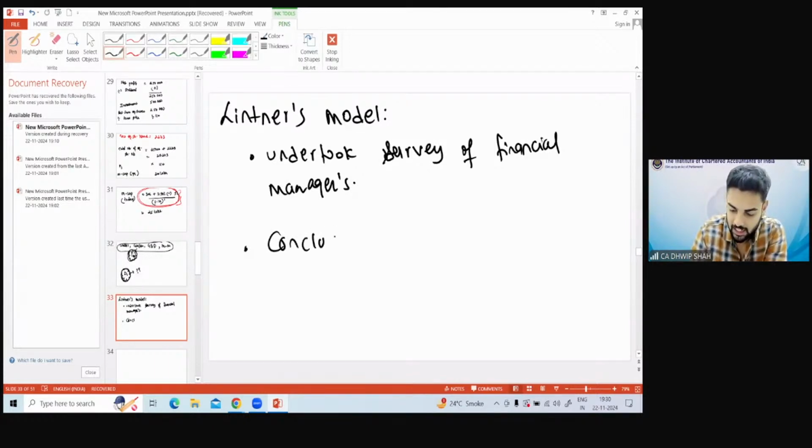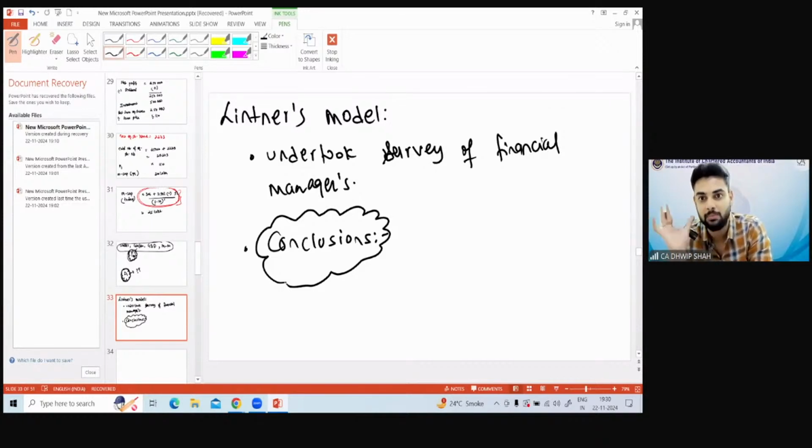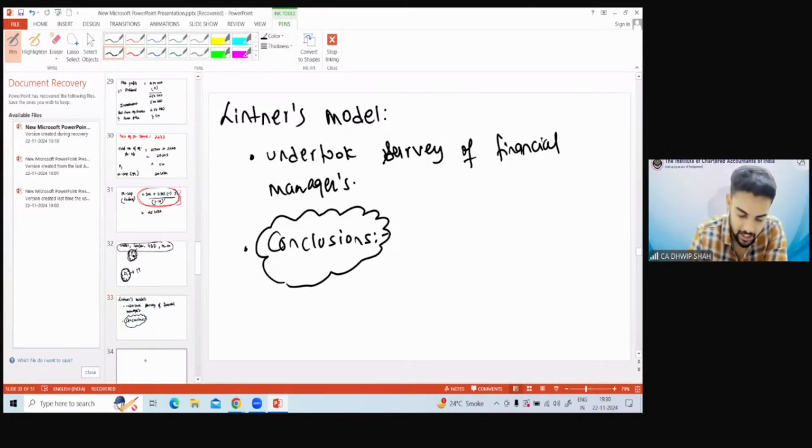We are just concerned with the conclusions that Lintner has made. We have to just learn that. What were the conclusions of Lintner's? See, Lintner's model can be asked in theory as well, like explain Lintner's model of dividend decision. So he undertook a survey of financial managers. He gave them certain questionnaires, and the questionnaire was all about dividend decision. Financial managers gave their response, and from their responses he drew certain common conclusions of all the financial managers. What was that conclusion?